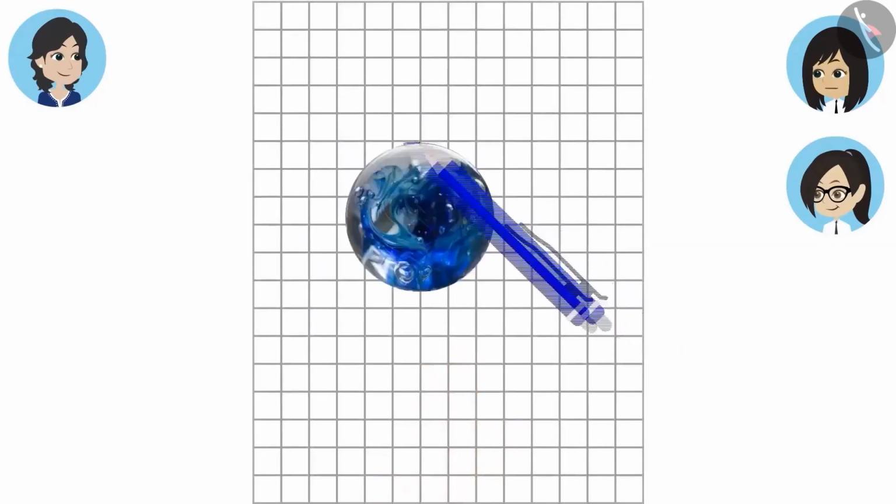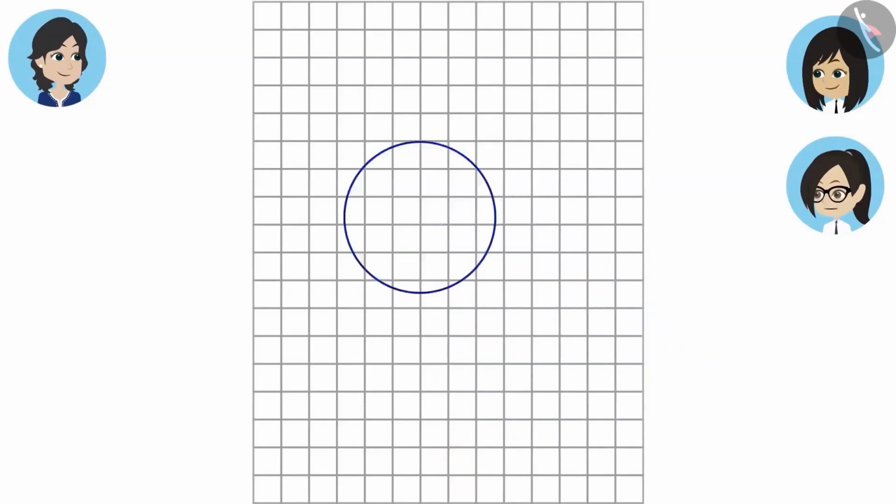Okay, first we will trace this on the paper. Now we will find out how many squares are covered by this. This is difficult to count because this shape has covered some squares in half, some more than half, and some less than half. That is why all the shapes except a square and a rectangle are called difficult shapes. Now I understood what are difficult shapes.